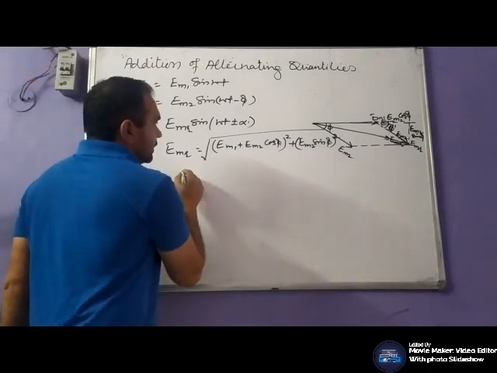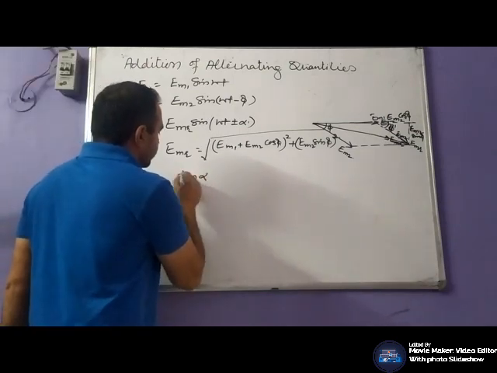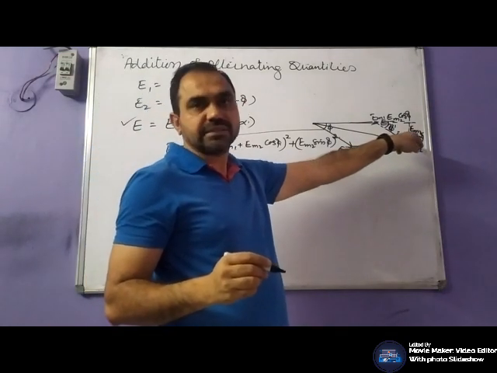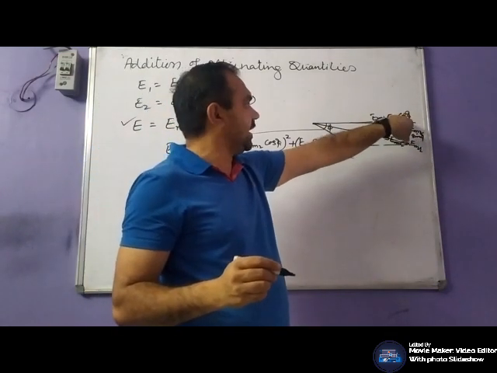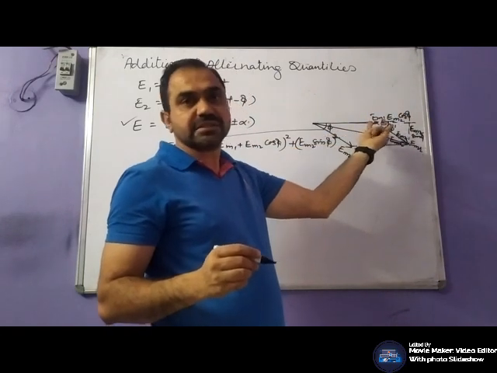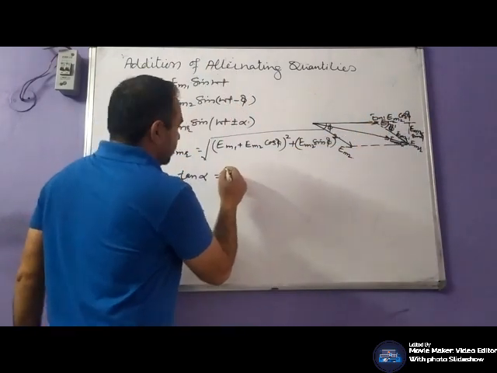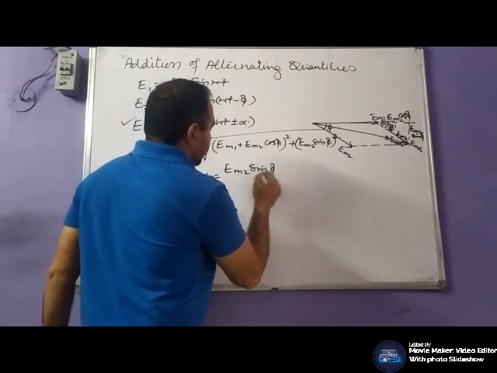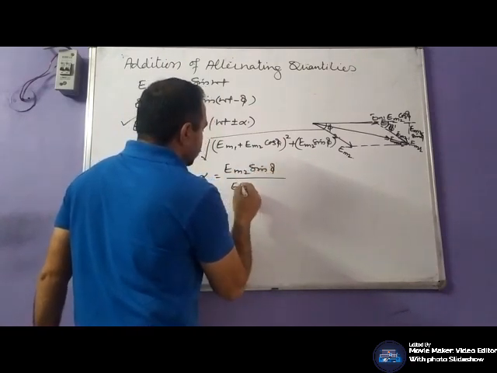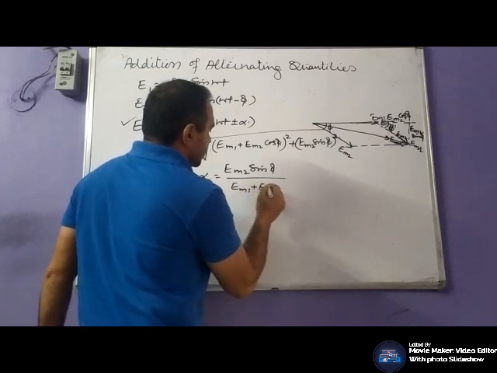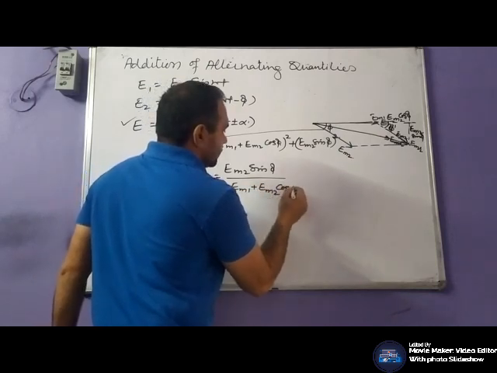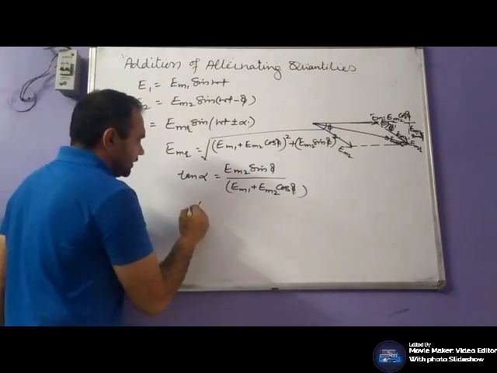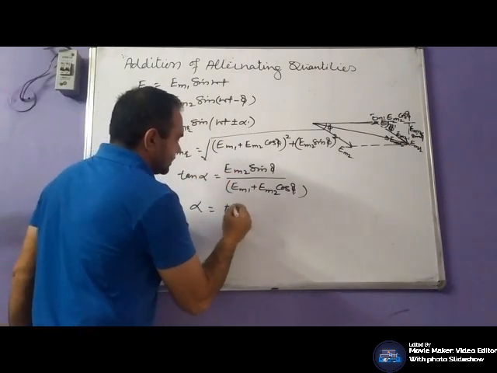And tangent of alpha is perpendicular by base, and perpendicular is EM2 sin of phi divided by base, which is EM1 plus EM2 cos of phi, so alpha would be tangent inverse.